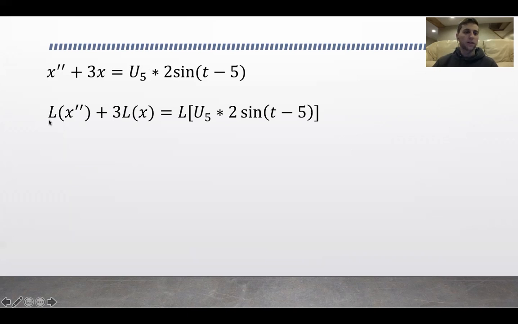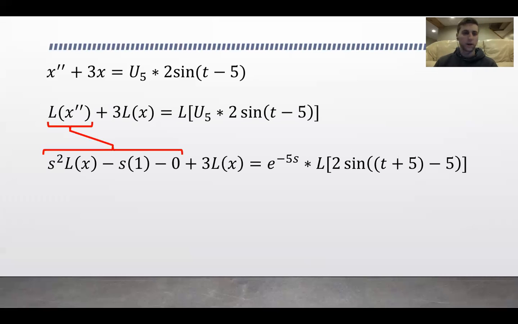So that looks like this: L of x double prime plus 3 times L of x is equal to the Laplace transform of all of this stuff over here. And we'll break that down a little bit more in the next step. So Laplace of x double prime, based upon the equation from class, will become s squared times L of x minus s times x of 0, which in our case x of 0 is 1, and then minus x prime of 0, which was 0 in our case.